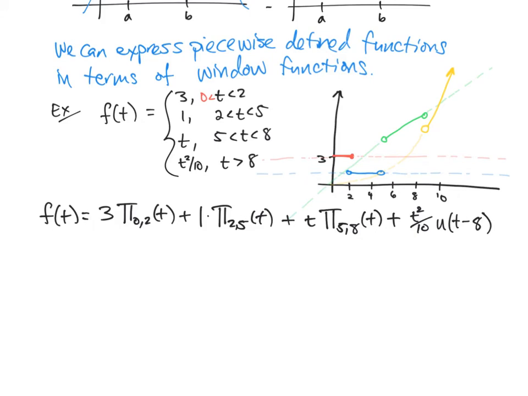Now, because of the linearity property of the Laplace transform, we can take the Laplace transform of f by taking the Laplace transform of the sum of all these things. So if we knew how to take the Laplace transform of a unit function or a window function, we'd be in pretty good shape. So that's what we're going to do next. Let's hit a new page.